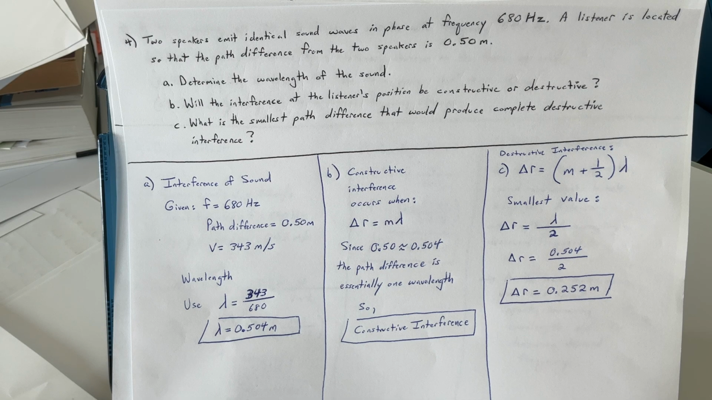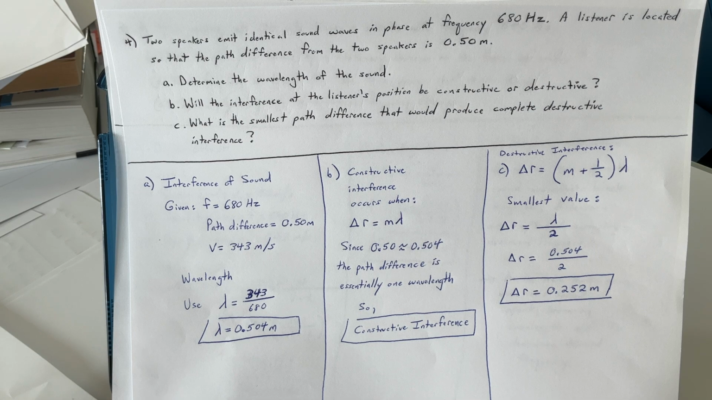So wavelength in this situation is just going to be v over f, 343 over 680. Velocity over the frequency, we get 0.504 meters.